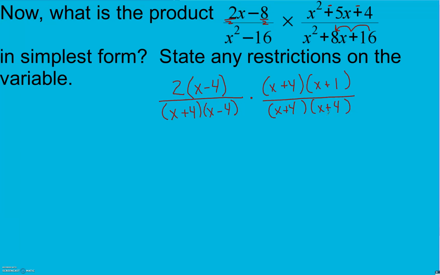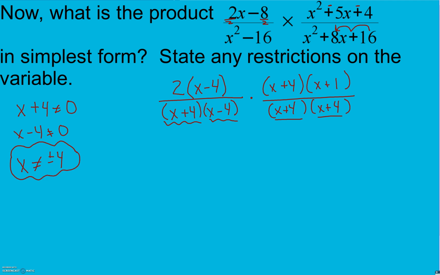Okay, our domain restrictions, x plus 4 cannot equal 0. X minus 4 cannot equal 0. And then we have x plus 4 and x plus 4 again. We already have those listed. So x cannot equal plus or minus 4 if we subtract 4, if we add 4. Those are the restrictions on our domain.